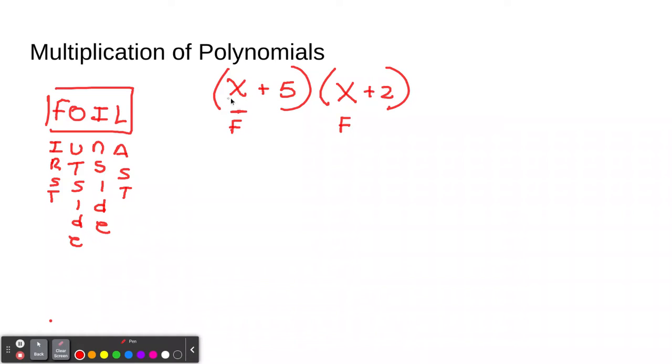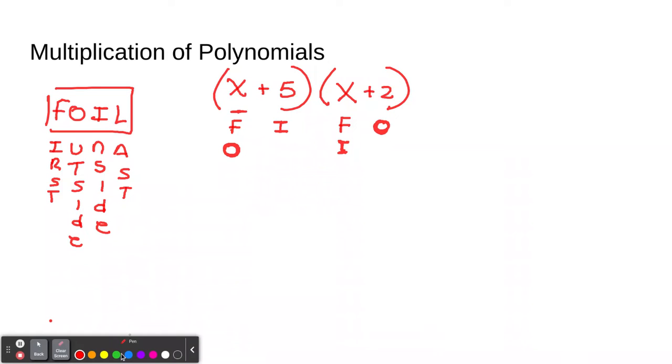And if you see the outside terms, well, this is also the outside term. This is an inside term. This is an outside term. This is an inside term. Just look at each binomial separately. And what you want to do is you want to multiply, you want to distribute by using FOIL. I know it sounds confusing, so let's just do an example.